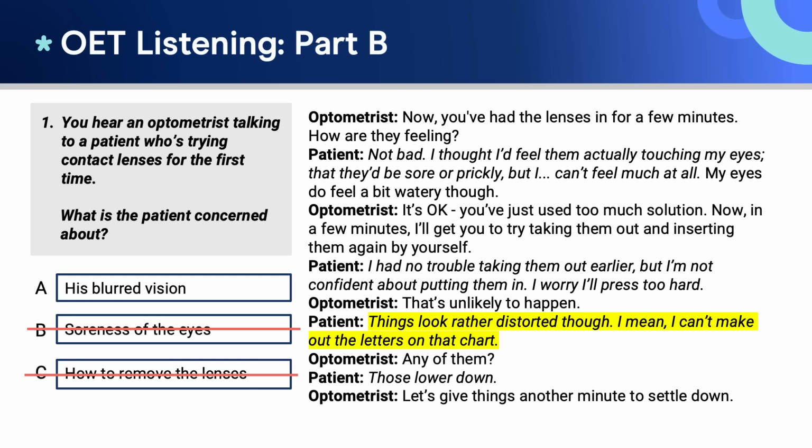If we keep listening, the patient says that things look distorted and he can't make out the letters on the chart. This aligns with answer option A, his blurred vision. The word distorted means the same as blurry in this context, and although he doesn't state directly that he's concerned about this, we can infer that through his tone. So be sure to listen carefully before selecting the answer. Remember that you may hear words associated with the incorrect answers, and you may need to listen out for synonyms or paraphrases of the correct answers.